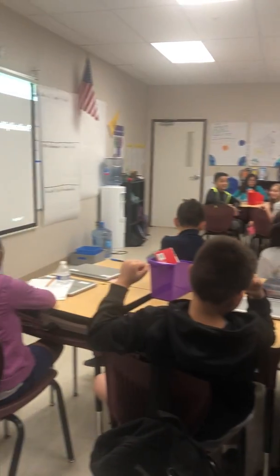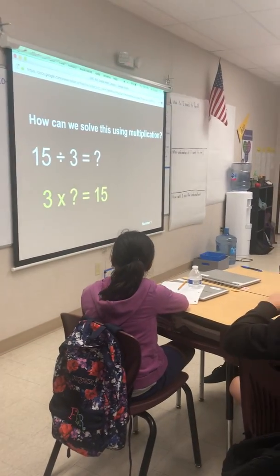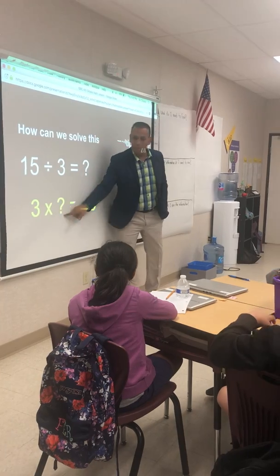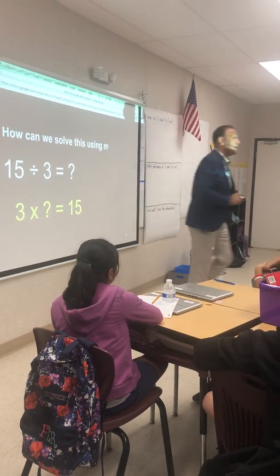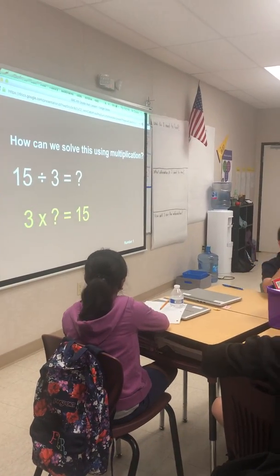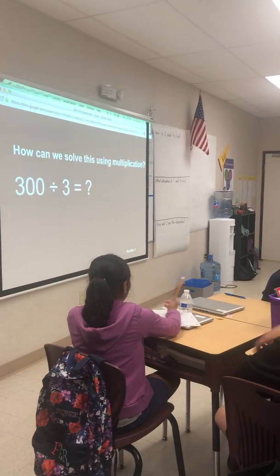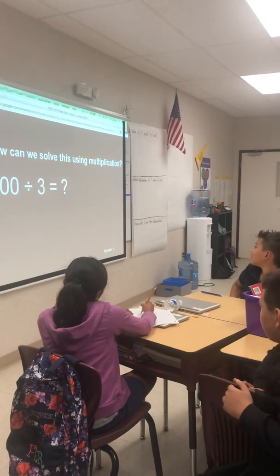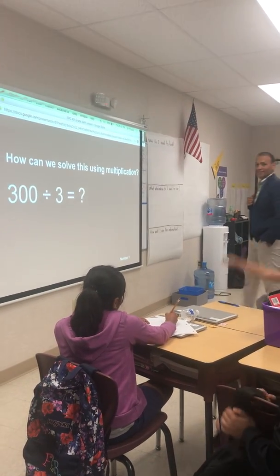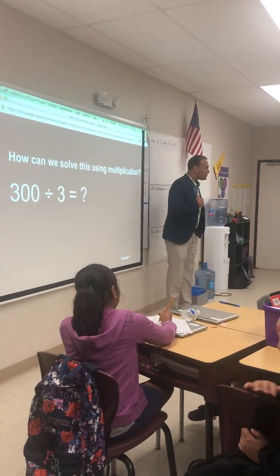So exactly what they said there. 3 times some number is equal to 15. What is that number? 5. Excellent. All right. Here's one that's a little tougher, huh? Oh my gosh. Ooh. So this is what we're going to do.